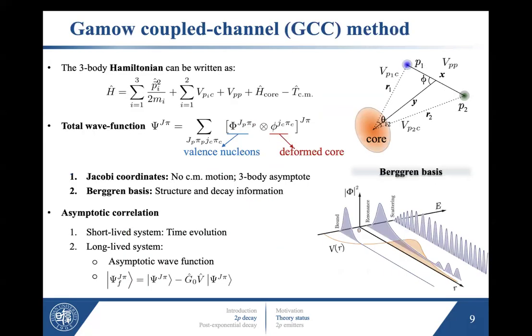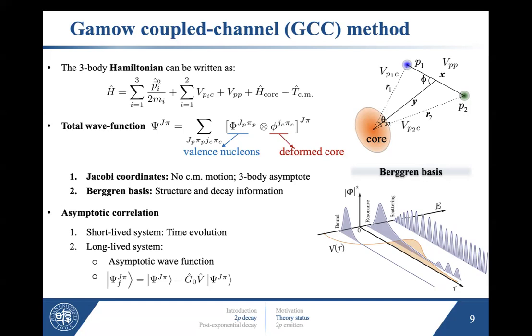Specifically, our model is a three-body model and divides the system into three parts: the core part and two valence protons. As a result, the Hamiltonian can be written as the kinetic plus the pairwise interactions. And in order to consider the collectivities of the core, we also add core Hamiltonians. So the total wave function is constructed as the valence nucleons part plus a deformed core. And we use Jacobi coordinates to eliminate center-of-mass motions to get the proper three-body asymptotes.